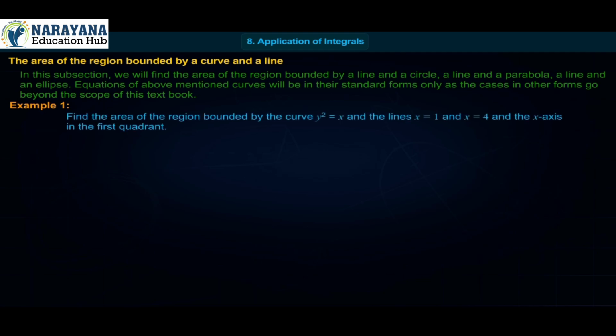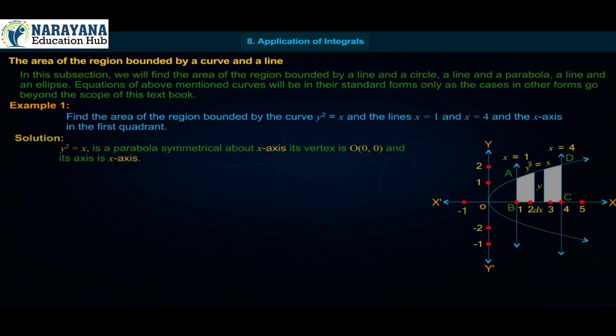Example 1. Find the area of the region bounded by the curve y² = x and the lines x = 1 and x = 4 and the x-axis in the first quadrant. Solution.